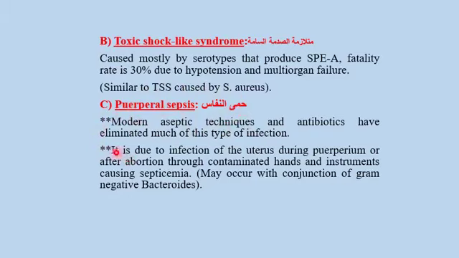It is due to the infection of the uterus during puerperium or after abortion, through contaminated hands and instruments, causing septicemia. It is also important to notice that this puerperal sepsis is not only caused by Streptococcus pyogenes, it can also be caused in conjunction with other gram-negative bacteroids.